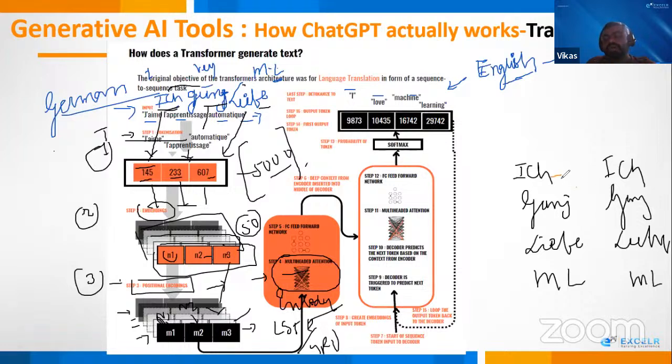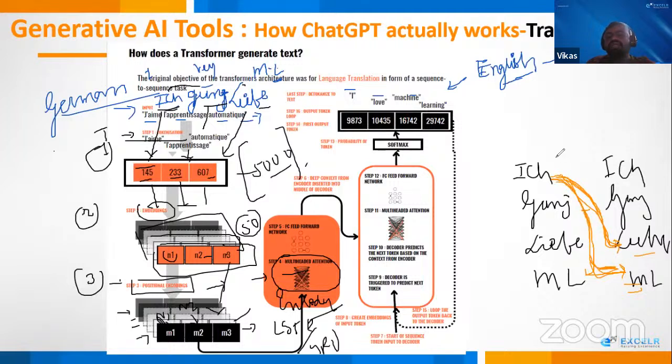Ich is I. So I has a relationship with machine learning. Gern also has a relationship, Gern means very. But Ich is also related to Liebe, which means love. So: I love machine learning. This kind of connection will be there, and it will be a very strong connection. So I'm going to create a very thick line here.